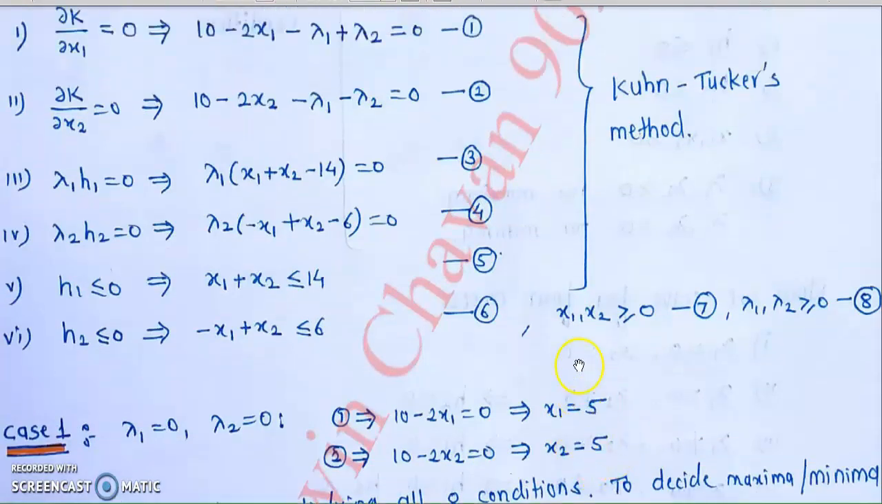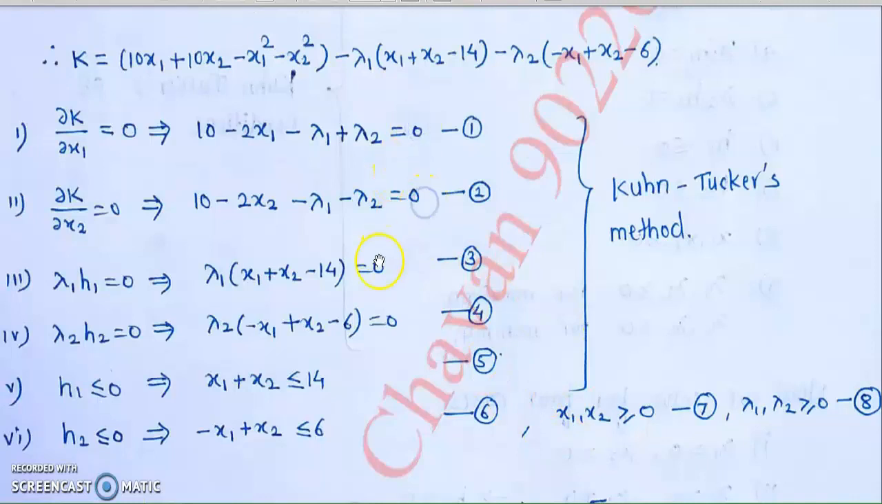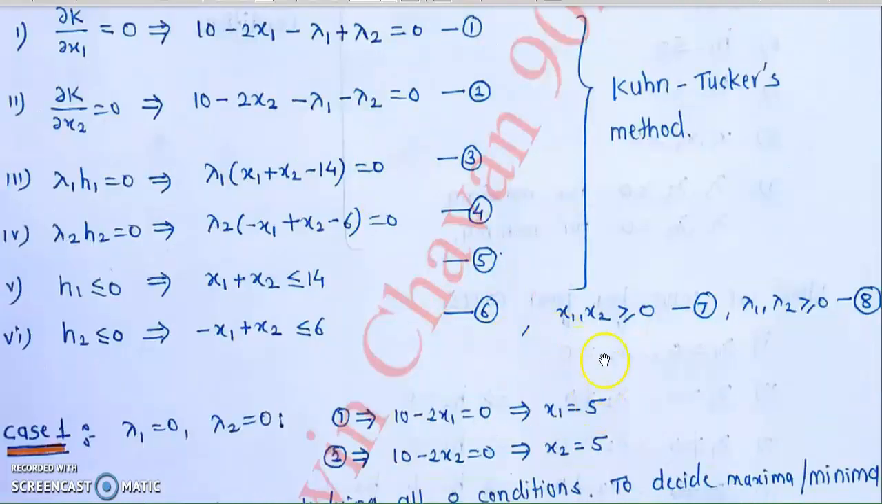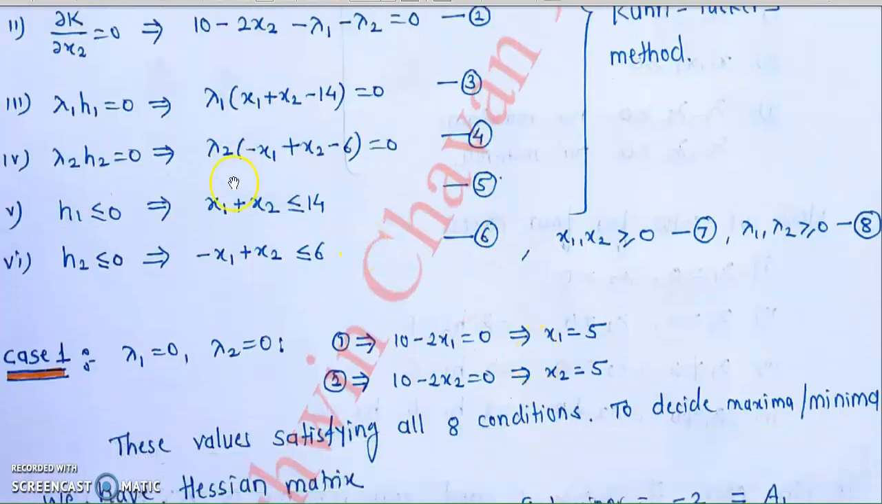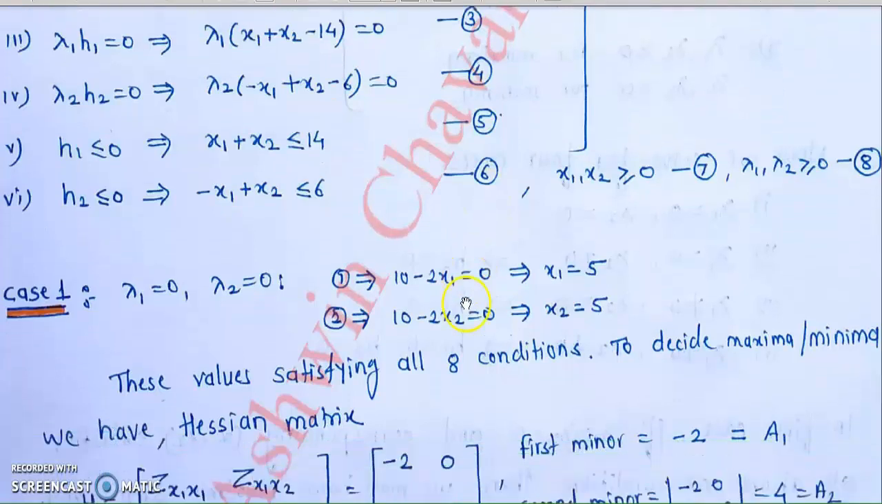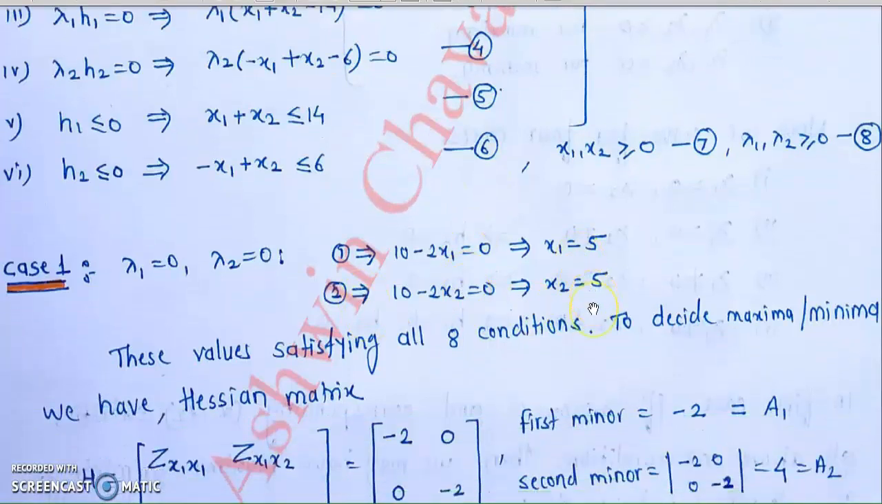So if you see, we got these values from equations 1 and 2, and we are solving conditions 3 and 4. Both 5 and 5 are positive. Lambda 1 and lambda 2 are 0, that's why the 8th condition is also satisfied. So we only have to check conditions 5 and 6. Therefore, 5 plus 5 is 10, and 10 is less than or equal to 14, so the 5th condition is satisfied. And minus 5 plus 5 is 0, which is less than or equal to 6. It's true, so the 6th condition is also satisfied. So all conditions are satisfied by this x1 and x2.